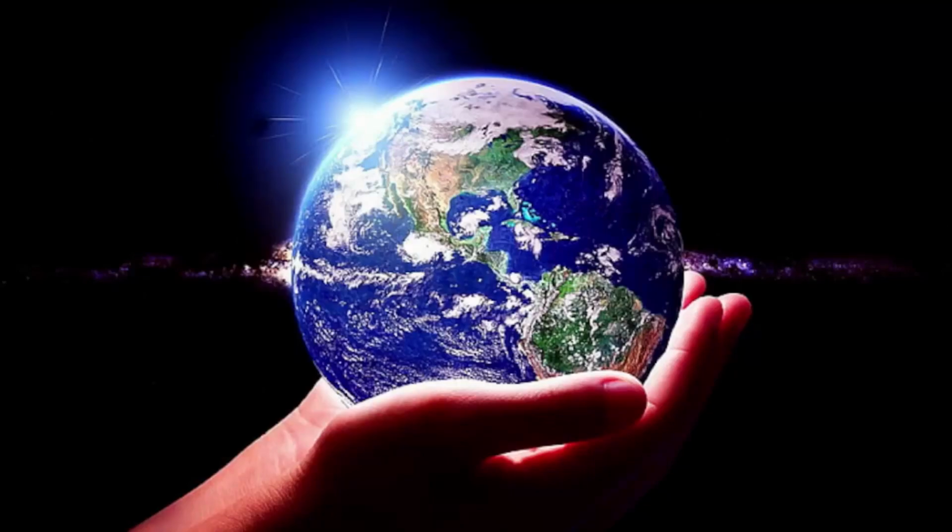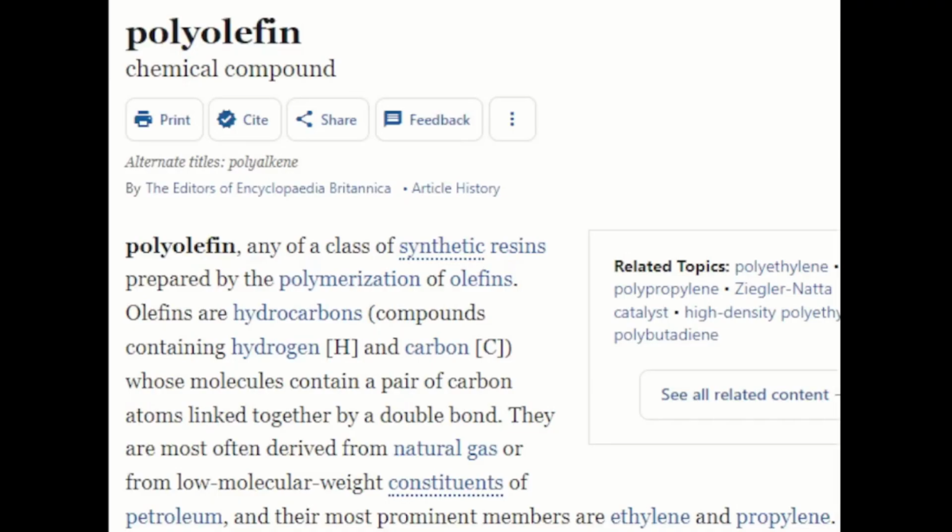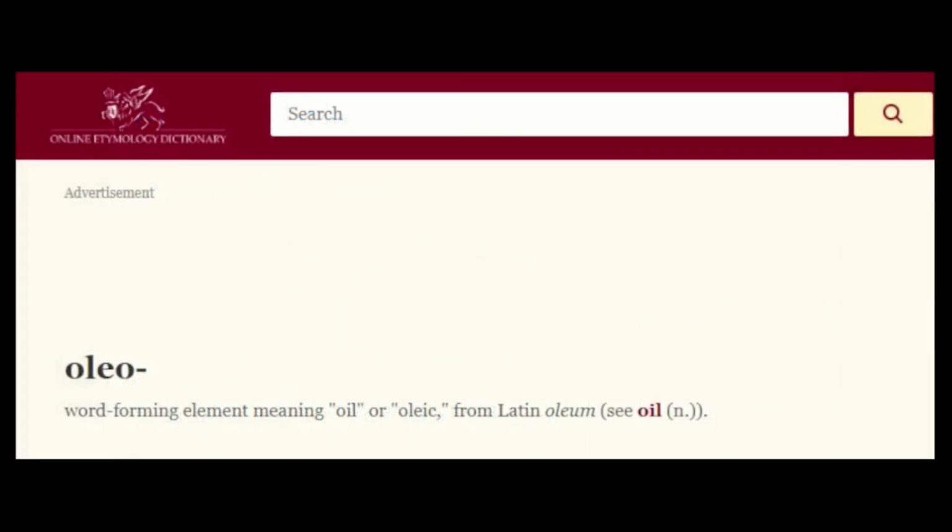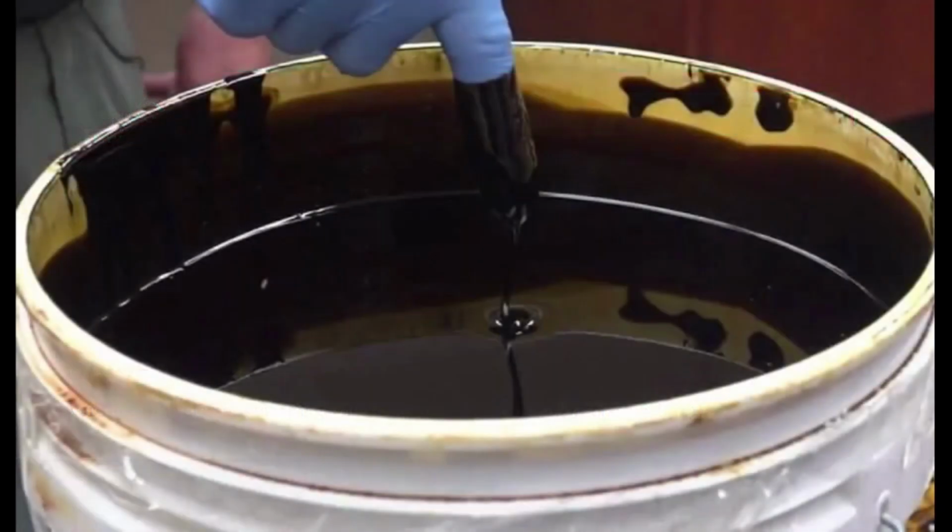Today we're going to be talking about plastics, where they come from, how they're made, and recycling. Plastics, also known as polyolefins, are hydrocarbon chains that we use in our everyday life. Poly means many, ole means that it comes from oil. So that tells you that plastics come from crude oil.